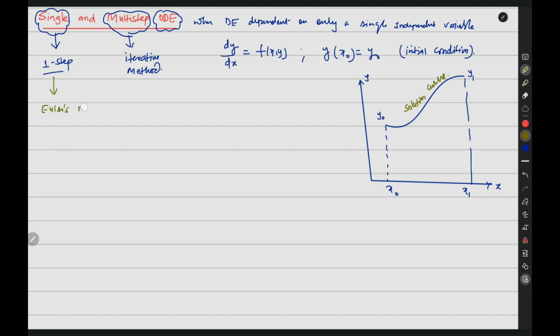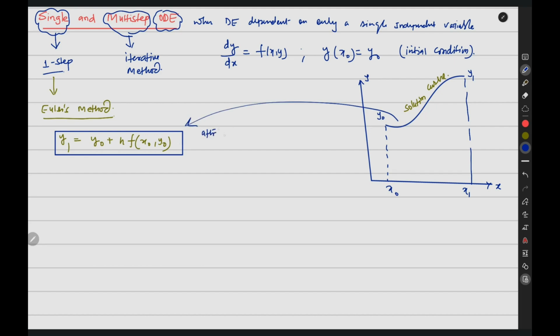First we will look at the single step methods, and in this case the first one is Euler's method. According to this, the formula is y1 equals y naught plus h into f of x naught, y naught. This solution we have got after linear approximation of the solution curve. So the next method is the Taylor series expansion method.